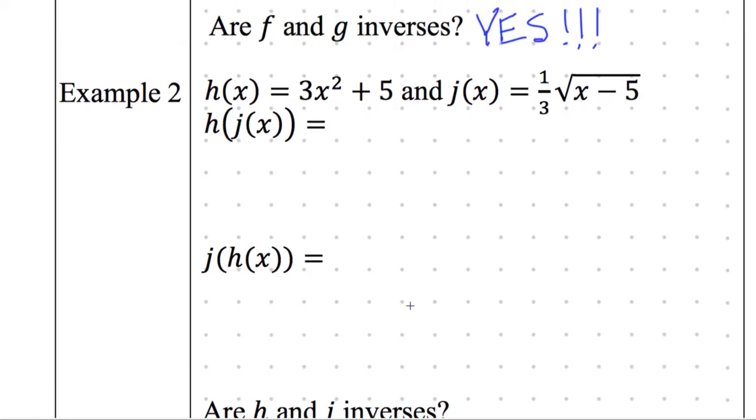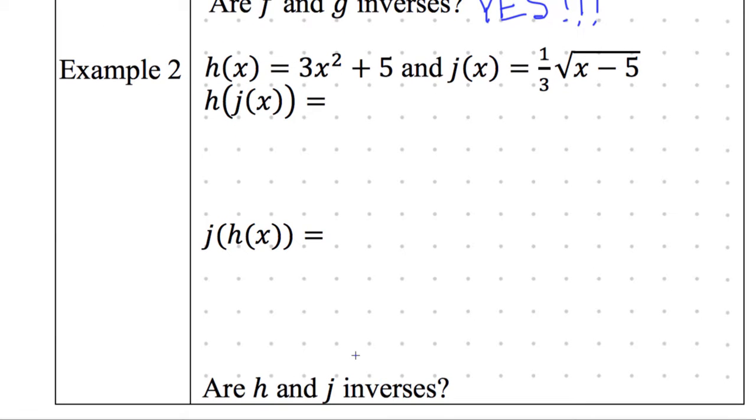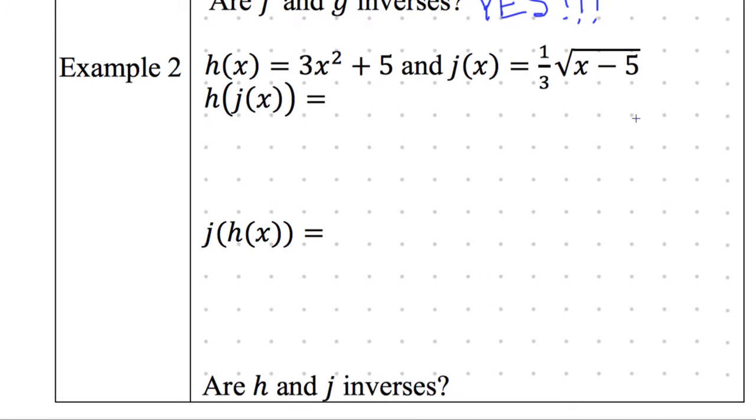I think on example 2, because we already know how to undo square roots, you are comfortable doing that from last night's homework. I'm going to let you try h of j of x and j of h of x, and along with the final question, are h and j inverses, all three of these on your own. Go ahead and do that now. All right, so we're back and we need to get out of class, so let's just rush through this. h of j of x, I'm going to do this for you.